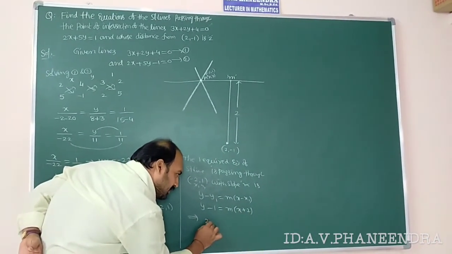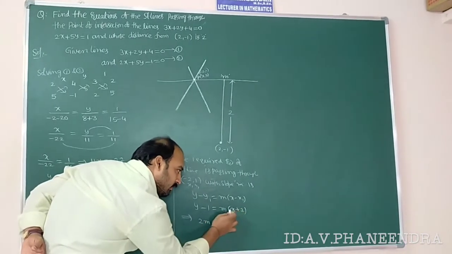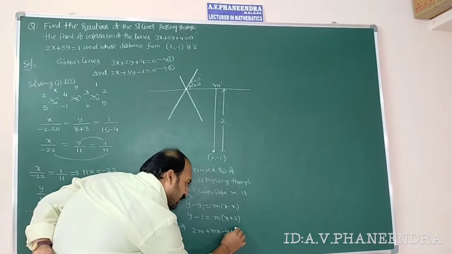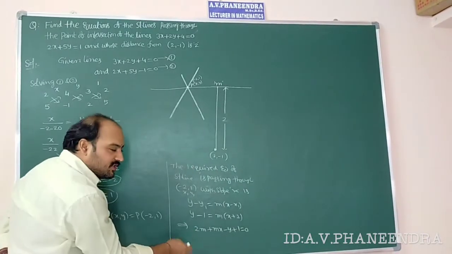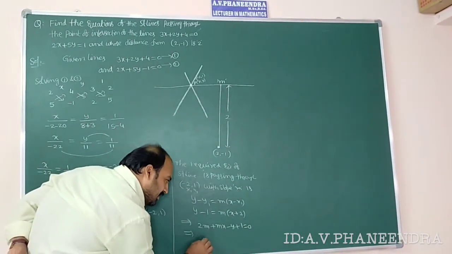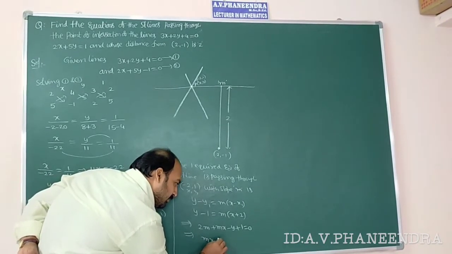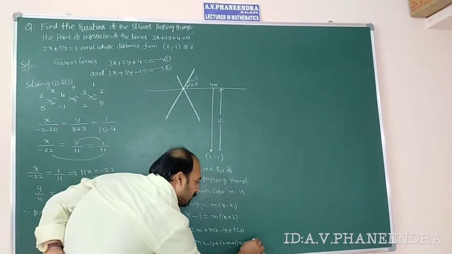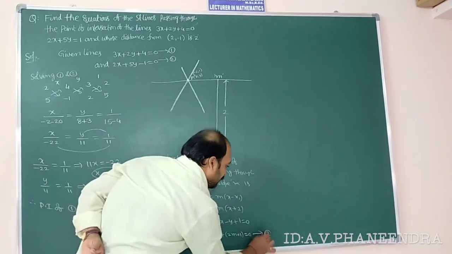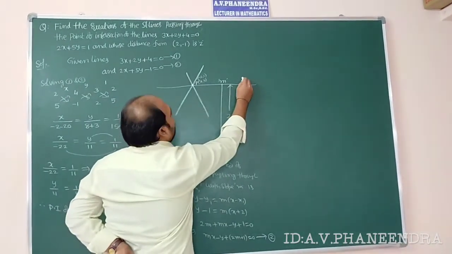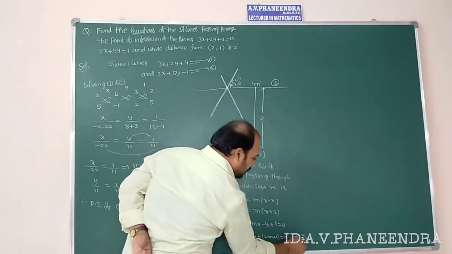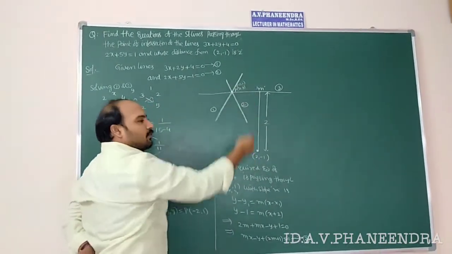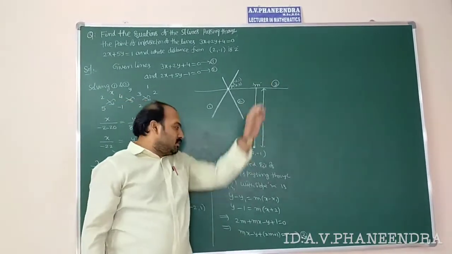After simplifying, 2m plus mx minus y plus 1 equal to 0. This equation we write in the form ax plus by plus c. So mx minus y plus 2m plus 1 equal to 0. This is equation number 3. This line only is equation 3. This is equation number 1 and equation number 2; solving, we got the point minus 2 comma 1. This is equation number 3.